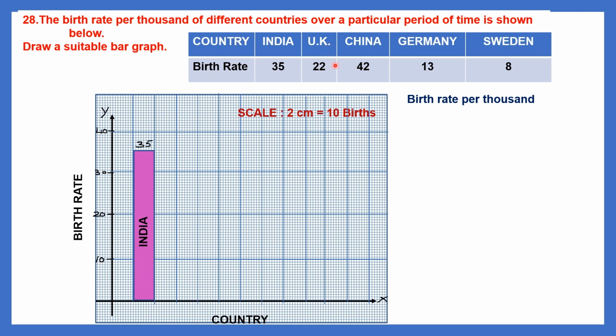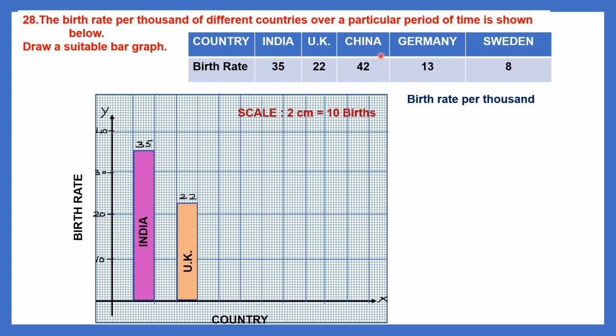Second one is UK 22. So the second bar, you have to leave a gap of 1 centimeter and draw the second bar here. 22. So where is 20? 20 is here. The 22 will come in between here. So your bar will come somewhere here. So let's do that. So we have UK going up to that. So that is UK. So let's write UK inside. And the number is 22. So this is how you do it. Again, like I said, you can choose any color that you want.